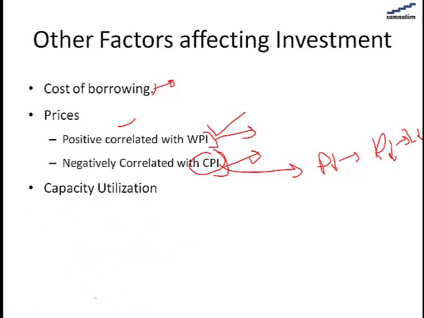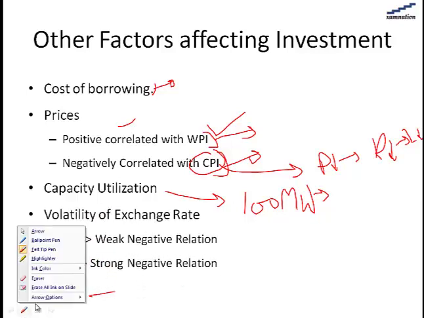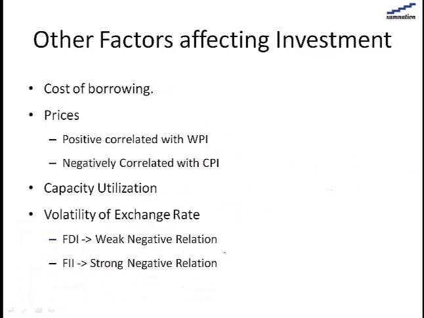For example, let's say you have installed a 100 megawatt power plant, but it is not fully run for the whole year, so you will definitely not set up a new power plant. Whereas if it is fully run, fully capitalized, capacity utilization is high, of course a new power plant would be set up. Volatility of exchange rate: the higher the volatility, the less the investment.